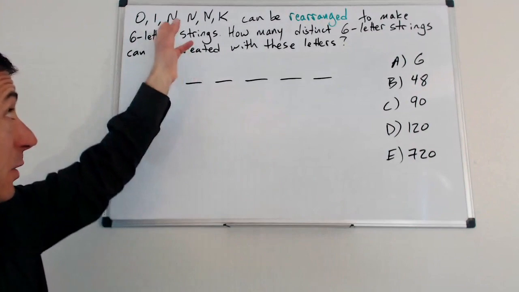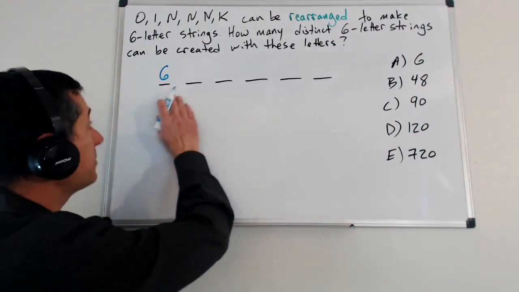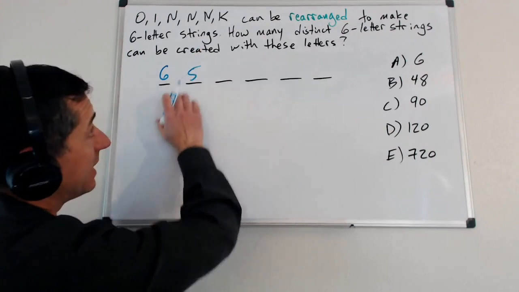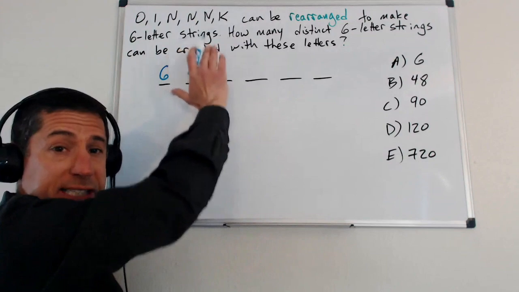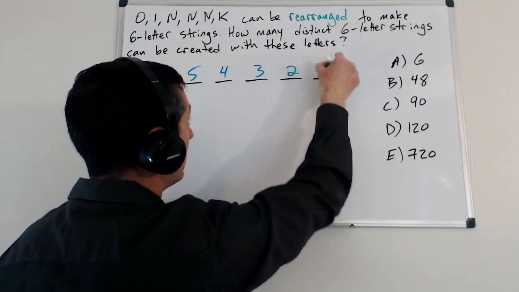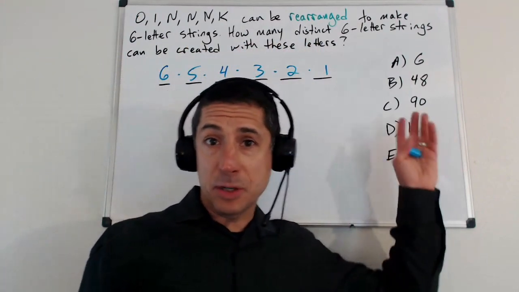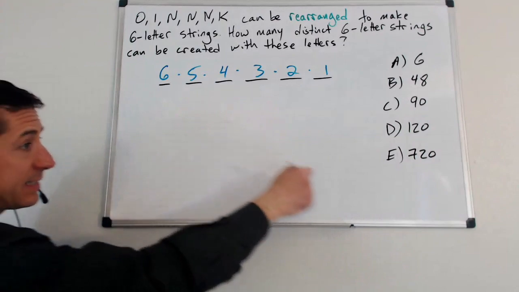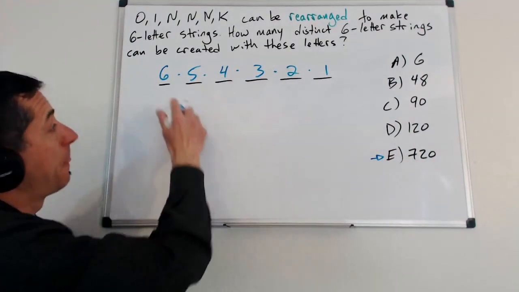Now, the obvious thing to do here, six letters, well, I got six options for the first spot. I got five options for the second. The way this is written, very clear that we can't repeat, right? So we're going to rearrange just these six letters. Got four options for the next spot and so on. So you might just say, well, hey, multiply those together. We get 6 factorial. That's 720. My answer is E.